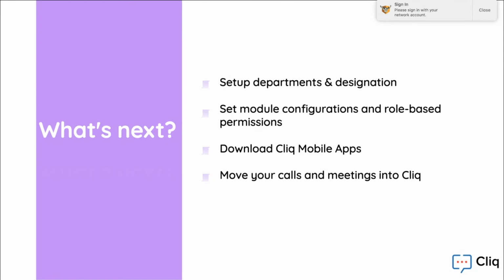So as a champion, as an admin, these are the four things that you should be doing in order to get remote work up and running in your system. You should set up your departments and designations like we discussed. You should set up your module configurations and role-based permissions to make sure you have your organization's security, privacy and permission concerns in place. Download Cliq mobile apps for everybody. Ask your employees to download mobile apps to make sure that they can let people know and they're also informed at all times, and move all your calls and meetings into Cliq to avoid information silos.